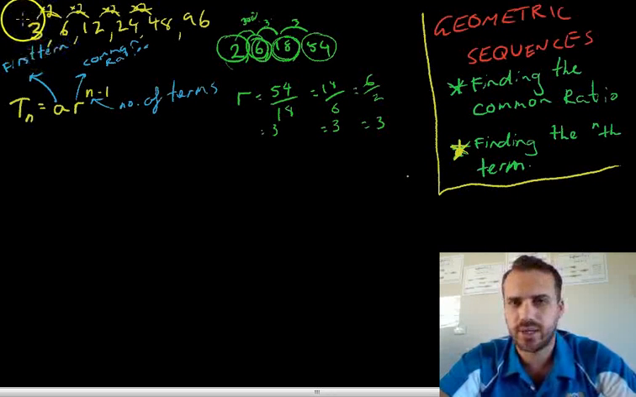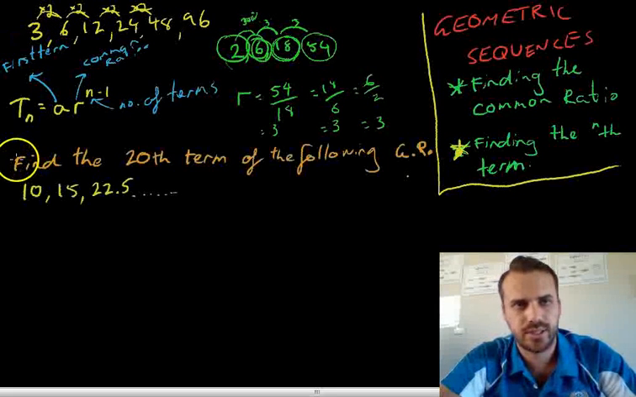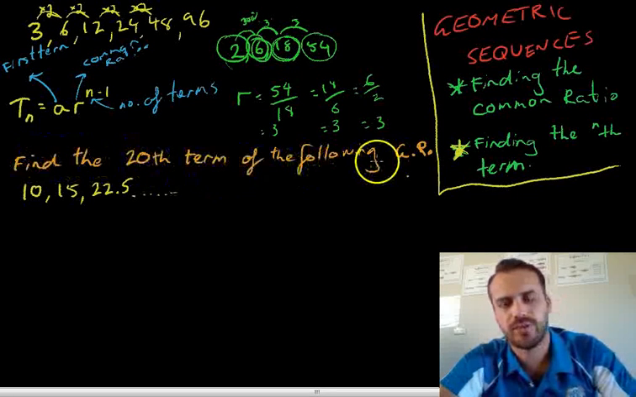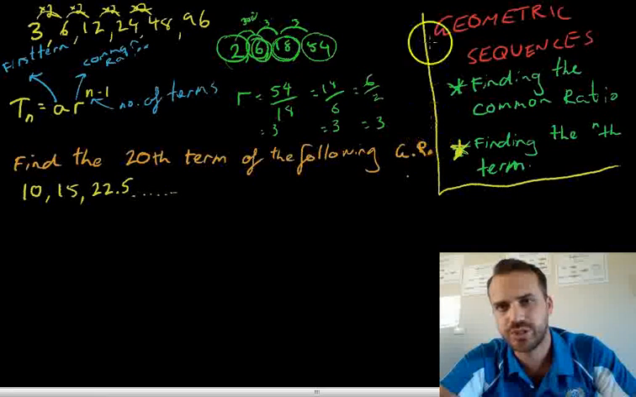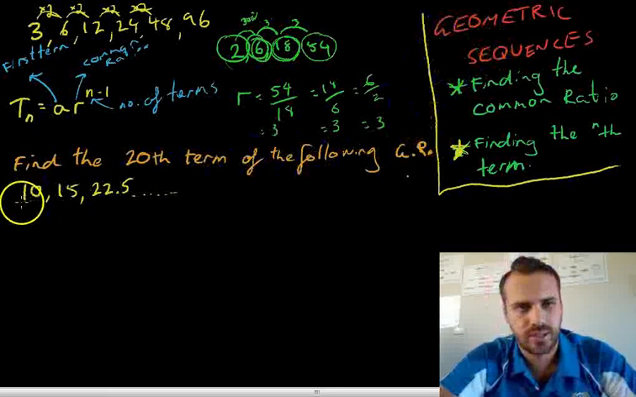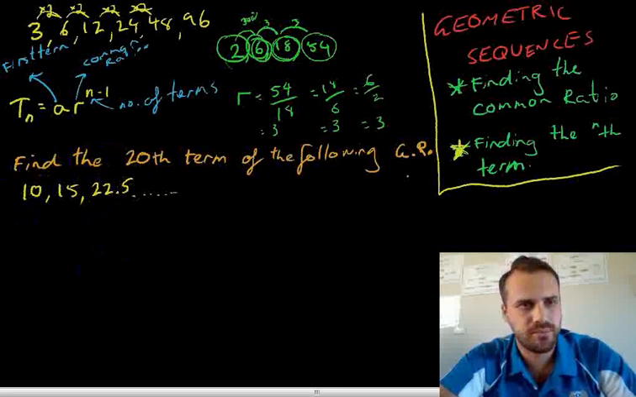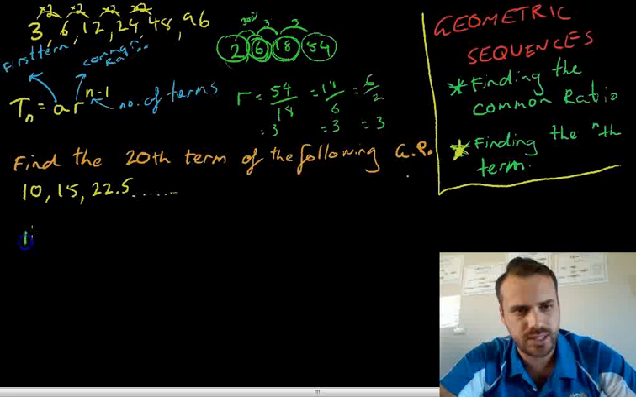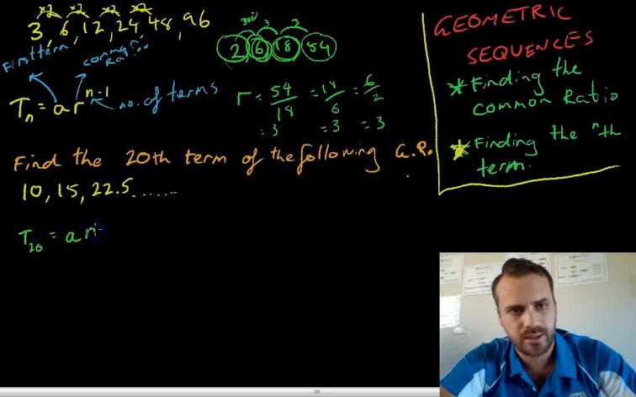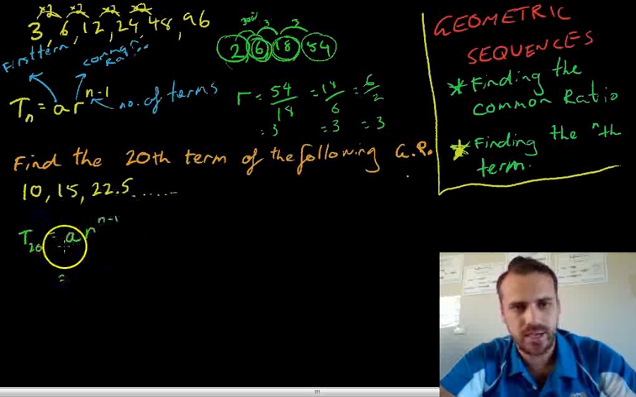Okay, so let's look at a question and see what we come up with. So here's our question. It says find the 20th term of the following GP. That stands for geometric progression, otherwise known as a geometric sequence. Now the geometric sequence is 10, 15, 22.5. Now remember, our formula for figuring out the nth term, in this case the 20th term, will be t subscript 20 equals a r to the power of n minus 1. Now the a is pretty simple, it's the first term, so that's 10.